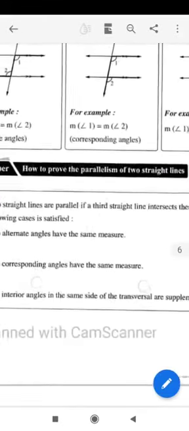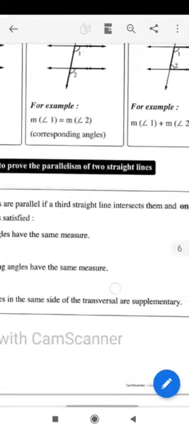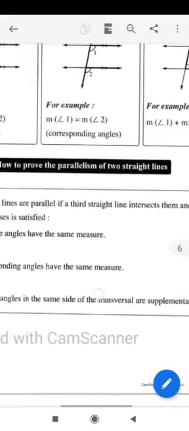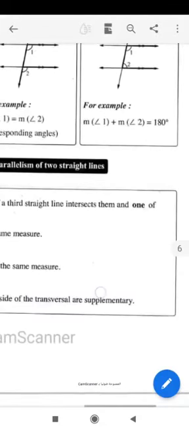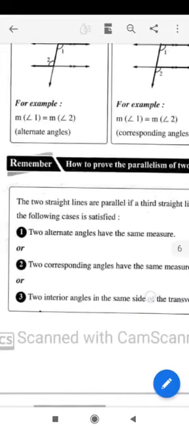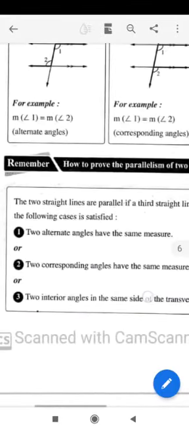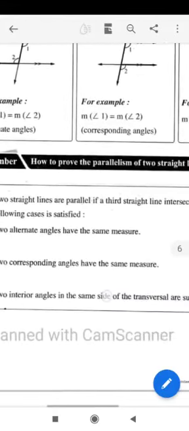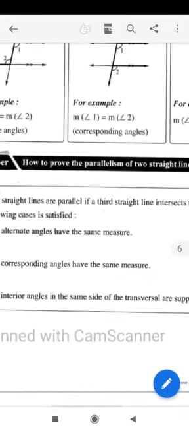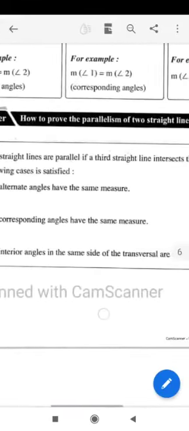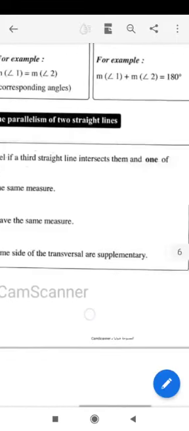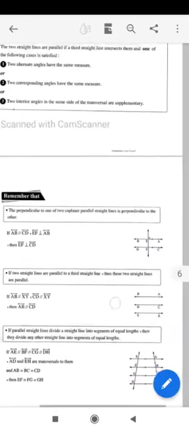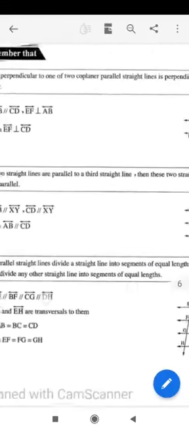We must remember how to prove the parallelism of two straight lines. Two straight lines are parallel if a third straight line intersects them and one of the following cases is satisfied: the two alternate angles have the same measure, or the two corresponding angles have the same measure, or the two interior angles on the same side of the transversal are supplementary, meaning they equal 180.